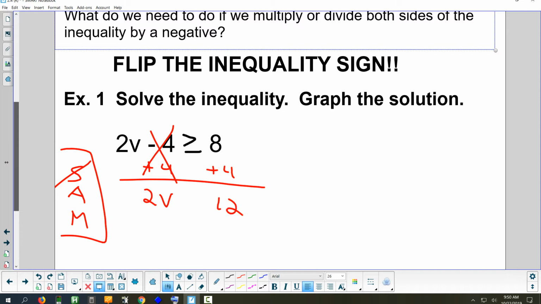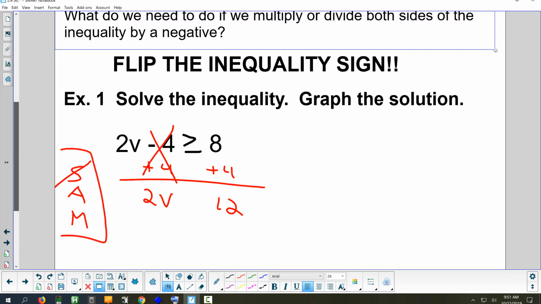12. And now, James, flip the sign or keep it the same? The same. Keep it the same. How come I don't flip it? Because why would you need it? You don't need to, because there's no multiplication or anything.